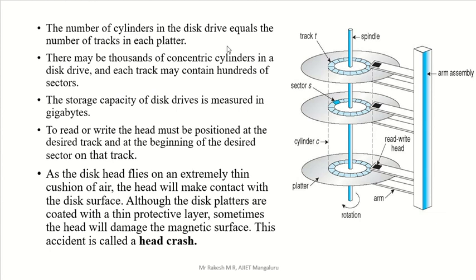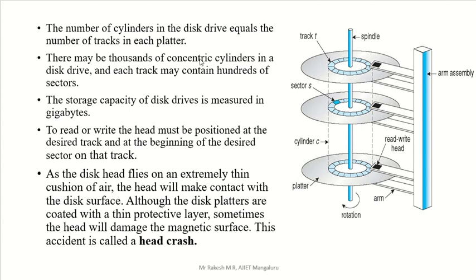The number of cylinders in the disk drive equals the number of tracks in each platter. So how many cylinders are there? A cylinder is formed when the same tracks from the different platters are combined together. The number of cylinders in the disk drive equals the number of tracks in each platter. So however many tracks there are in one platter, that many cylinders we have in the entire disk.